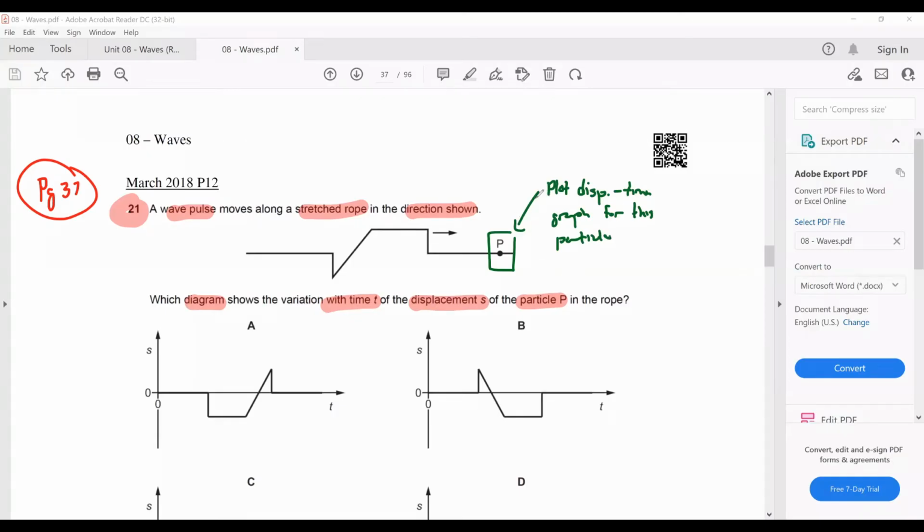So they want you to plot the displacement time graph for this particle P here as this wave pulse with this shape moves towards that particle P. Okay, so an easy way to look at this would be, let's just say, for example, you have a graph of displacement against time, right? So you try to imagine what happens.